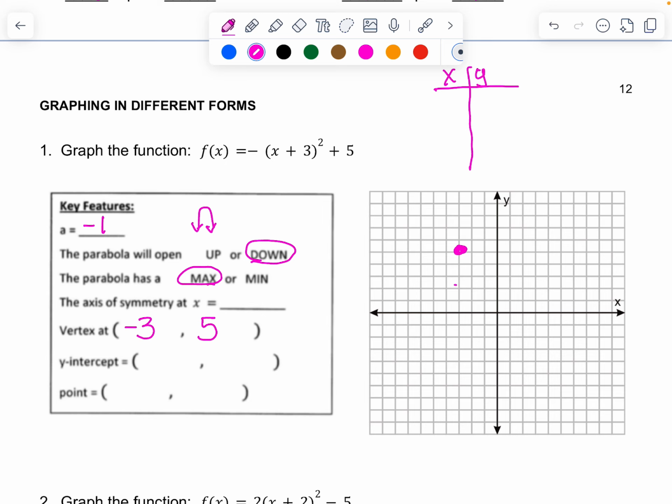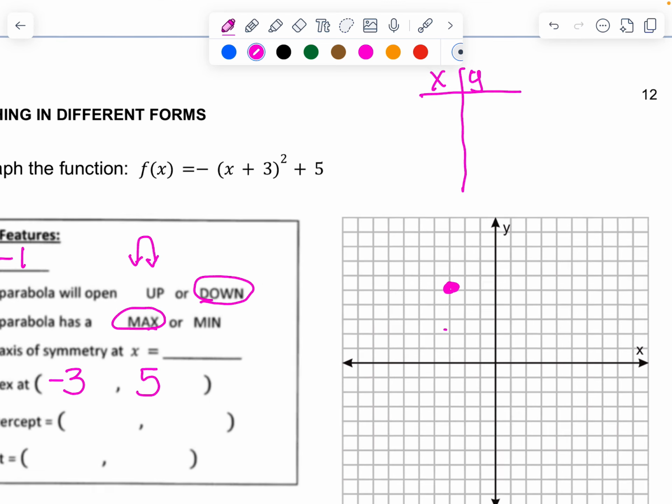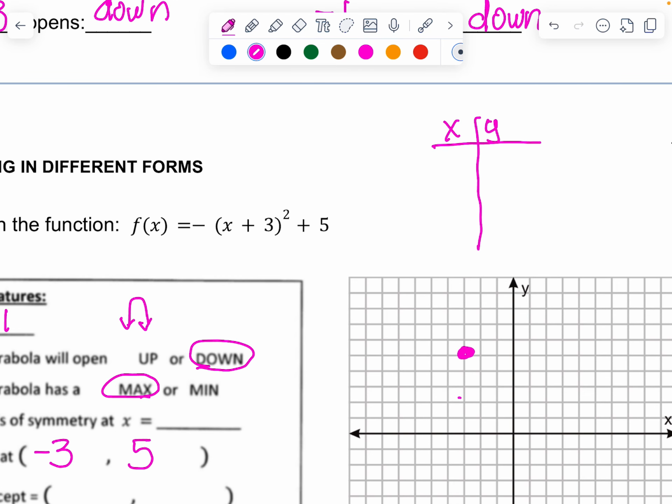Okay, now if we're going to make our XY table, we already know a key point is (-3, 5). So we are just going to pick points to the left and the right of that to easily get your graph. So then we'd have -2. Yeah, it would be -2, I think it is 4.